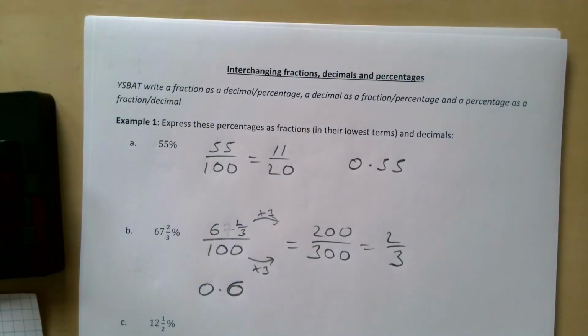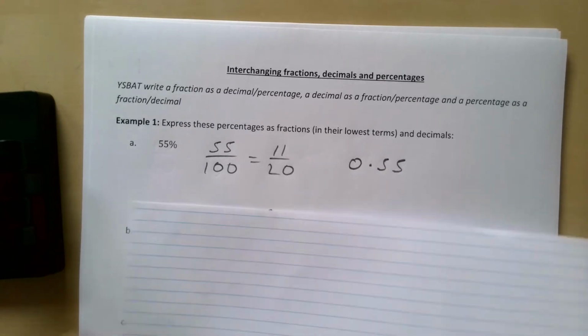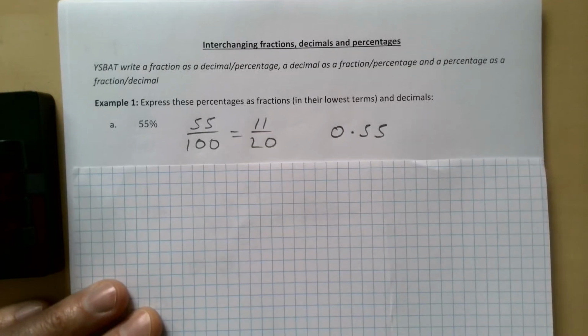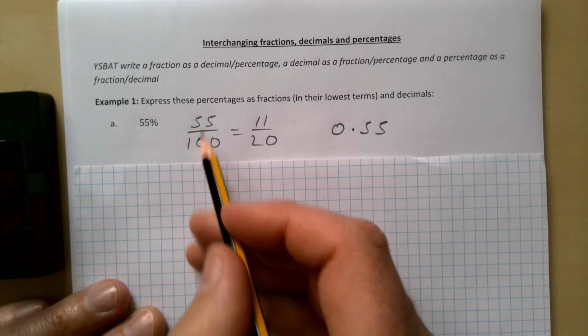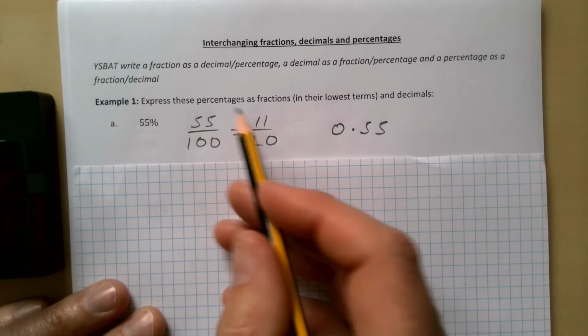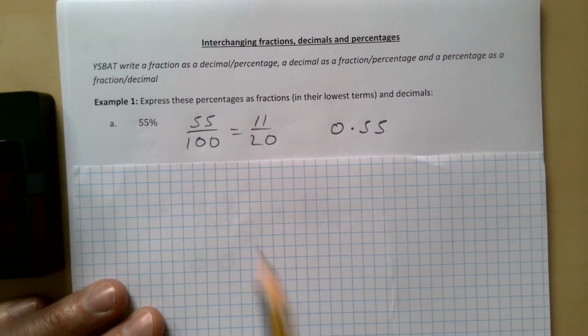On to the next page then. So it says write these as fractions in their lowest terms and also as decimals. So 55% is 55 over 100. Both divide by 5 to give me 11 over 20. And then of course 0.55.